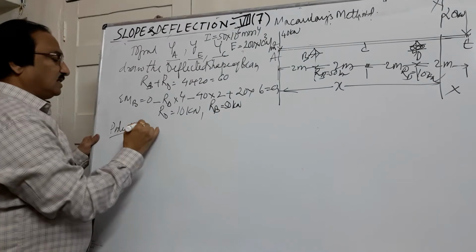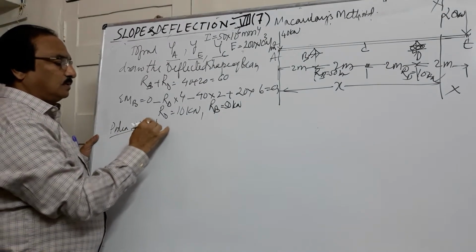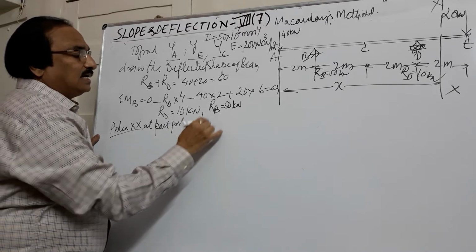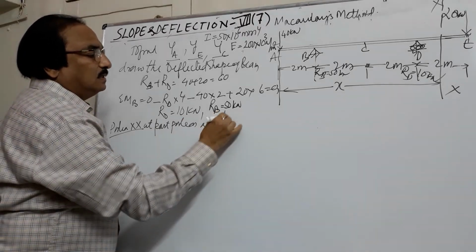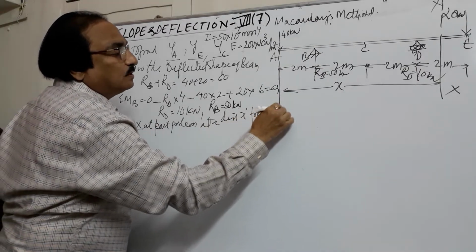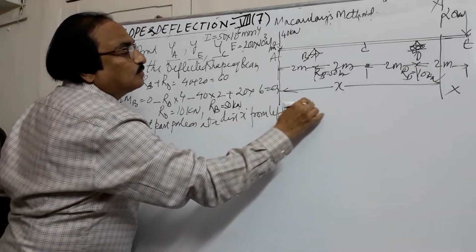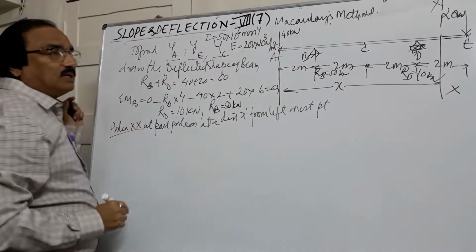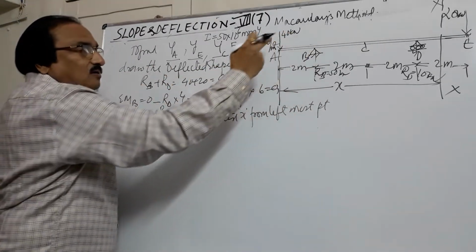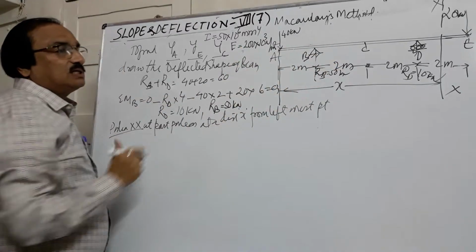So consider section XX at the last portion at a distance x from the leftmost point. This is another special thing you are seeing. If there is anything cantilevering on this side, the distance is measured from there.